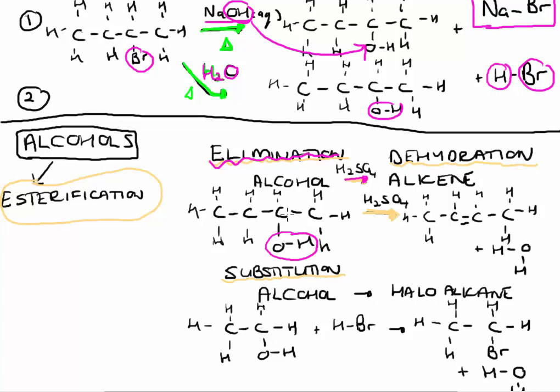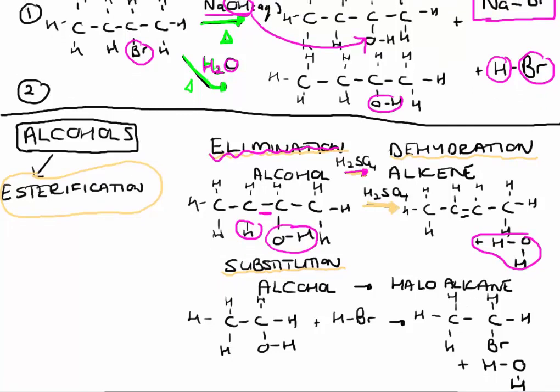Now the H will be removed according to Zeitzev's rule, which says that we are going to have to find the carbon with the least amount of hydrogens on it, and that one will lose a hydrogen. So the carbon to its left has the least amount of hydrogen, and then we see the formation of the double bond between those 2 carbons, and one of our products, as a byproduct, will be the formation of water.